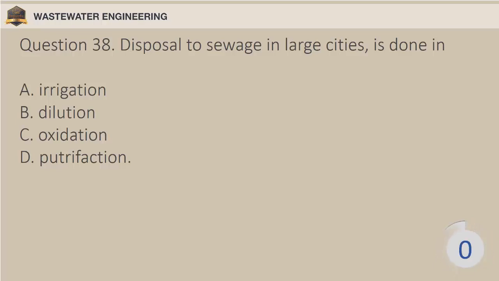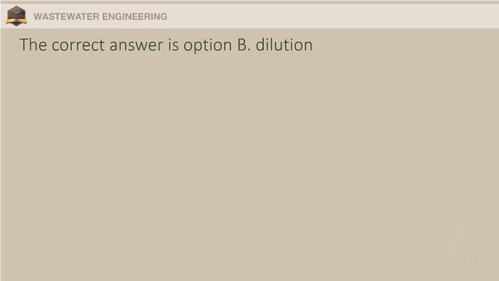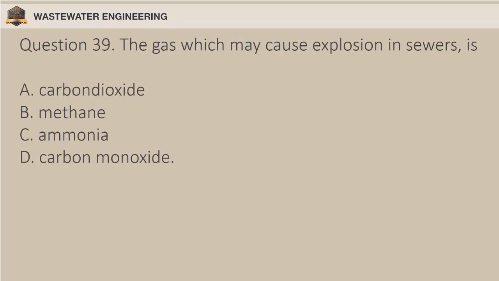The correct answer is option D, sulfur dioxide. Question 39. The gas which may cause explosion in sewers is A. Carbon dioxide, B. Methane, C. Ammonia, D. Carbon monoxide.